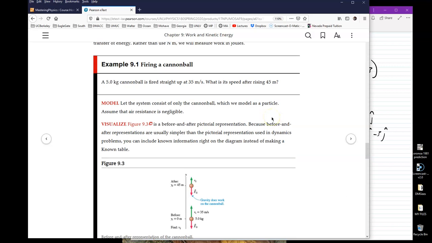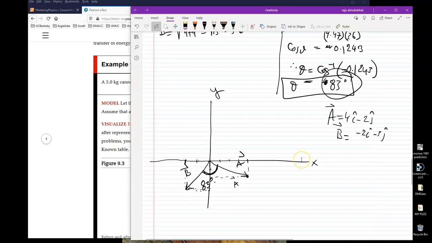Okay. Now, when we read a problem like this, I immediately say, "Oh, that's easy. That's free fall. I can use kinematics." Yeah, sure, you can do that. But we're not going to be using kinematics. We're going to learn how to use energy, the method of energy. So here's how it works with that.